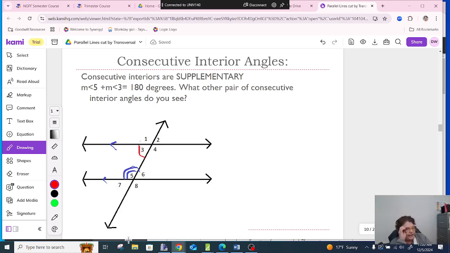Is there another set of consecutive interior angles? 4 and 6. So the measure of angle 4 plus the measure of angle 6 has to equal what? 180. So on the inside, the ones that are next to each other this way have to add up to 180. We know 3 and 4 would also add up to 180 because we talked about that too. Those are linear pairs, right? Remember that?